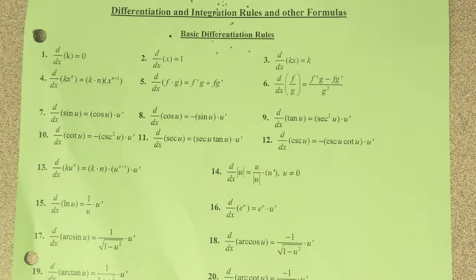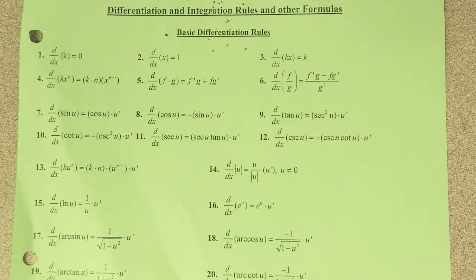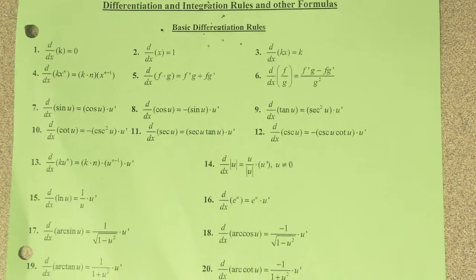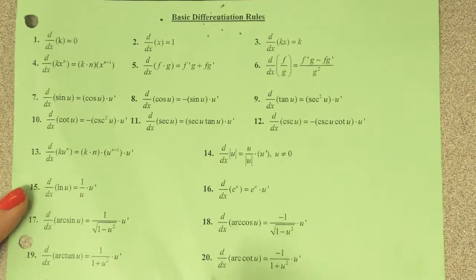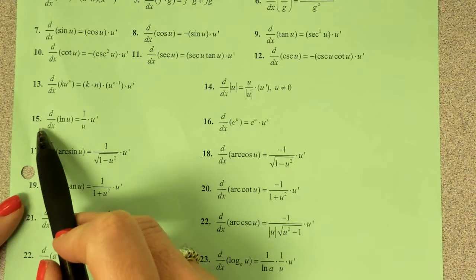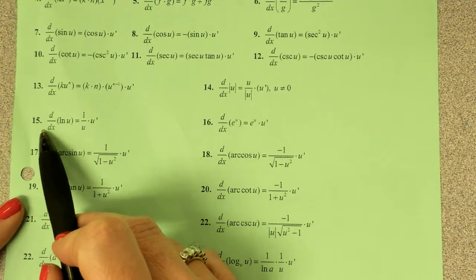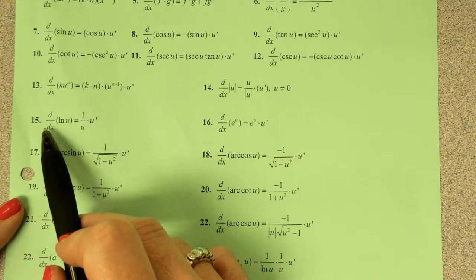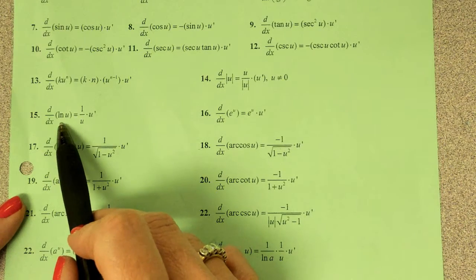All right, so like I said, a lot of times in calculus, we come across problems that we don't have rules for on how to take the derivative. Well, if you look at your green sheet, you can see down here number 15. This is one that we have not used yet. It's a differentiation formula that we have not gotten to yet.